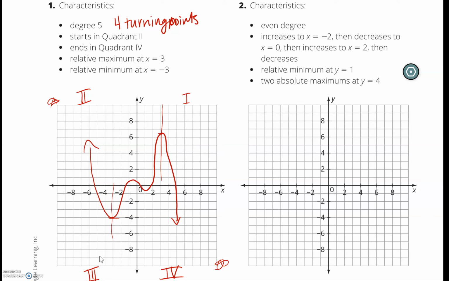So again, they don't give us any special y-intercepts or anything like that, so you have some liberty to move it around as much as you want, as long as your relative maximum is at an x value of 3 and your relative minimum is at an x value of -3. You start in 2 and you end in 4, and you have 4 turning points.